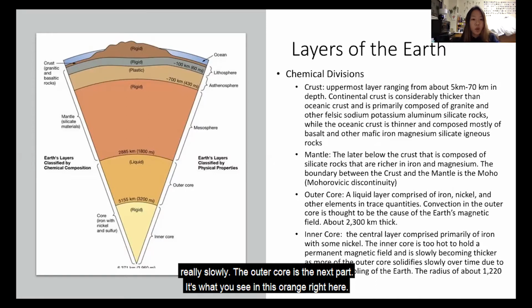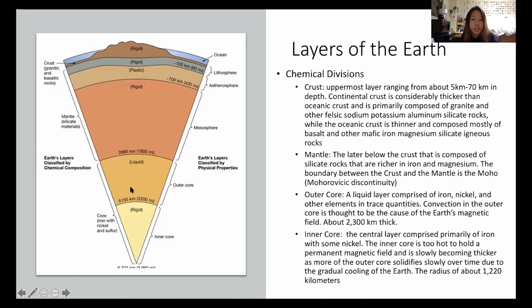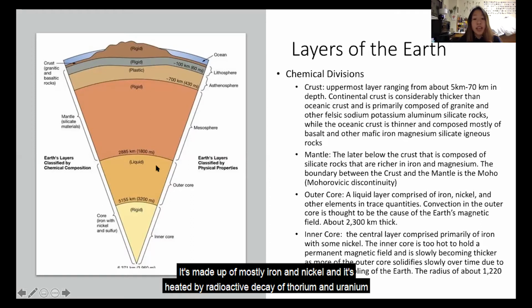It's what you see in this orange right here. It's made up of mostly iron and nickel, and it's heated by radioactive decay of thorium and uranium in the currents. And it is also responsible for generating the Earth's magnetic field.